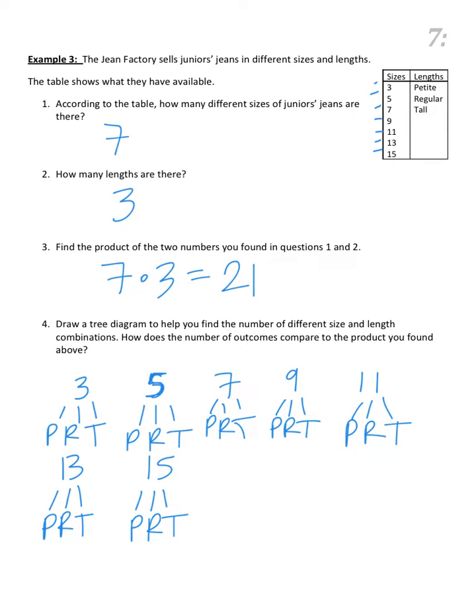Alright, so look, I abbreviated here, and again I put it in order, sizes and then the lengths. So 3, 5, 7, 9, 11, all the way up to 15. And underneath I use P for petite, R for regular, and T for tall. So I have 3, 6, 9, 12, 15, 18, 21. So there are 21 outcomes. Again, the tree diagram gives you a nice visual, but the fundamental counting principle certainly saves you a lot of time. But if you use one, you could use the other as a check step to make sure that you got it right.